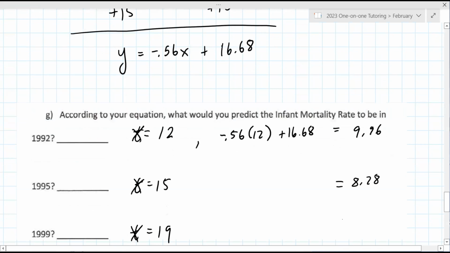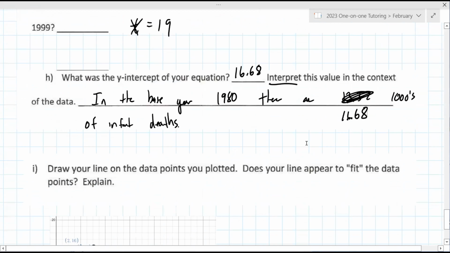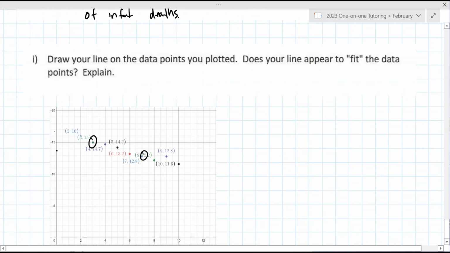$6.04. Okay, and that changes this one right here. 16.68 is the y-intercept, 16.68 thousands, and that changes your graph as well. It's more, now it looks a lot better.